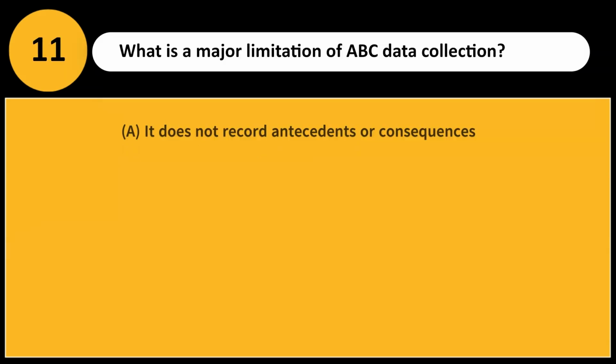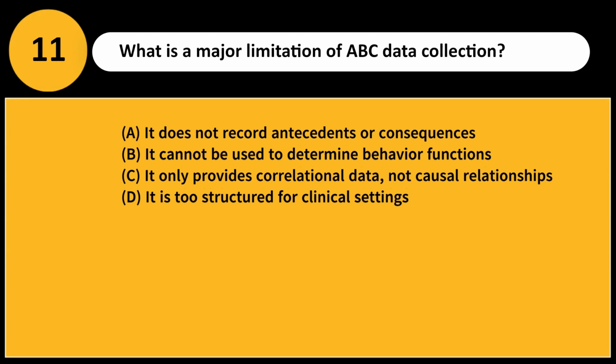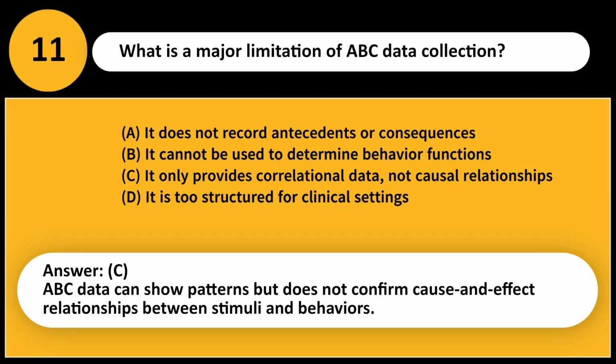What is a major limitation of ABC data collection? A. It does not record antecedents or consequences. B. It cannot be used to determine behavior functions. C. It only provides correlational data, not causal relationships. D. It is too structured for clinical settings. Answer: C. ABC data can show patterns but does not confirm cause and effect relationships between stimuli and behaviors.